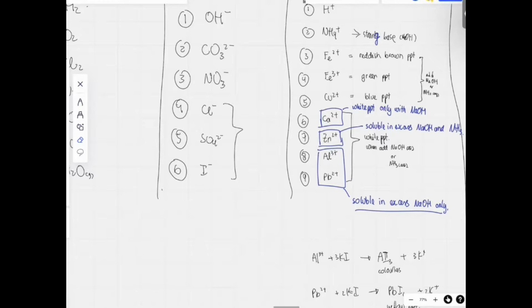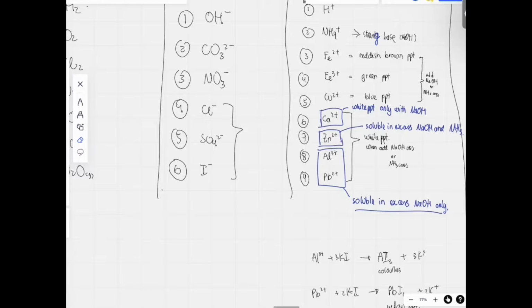SO4 2 minus is sulfate. This is the one I just asked: all sulfates are soluble except barium, calcium, and lead.